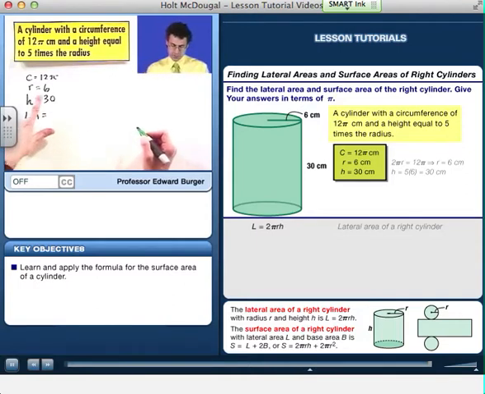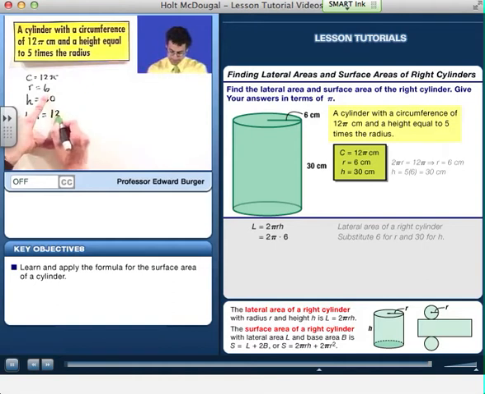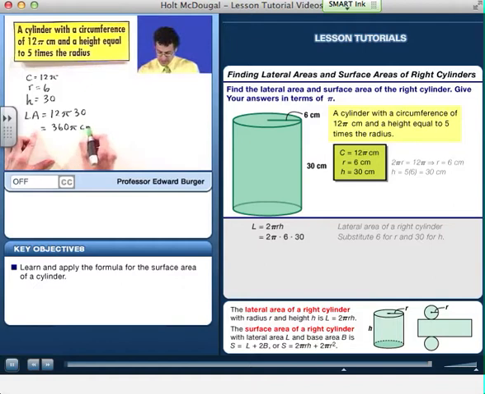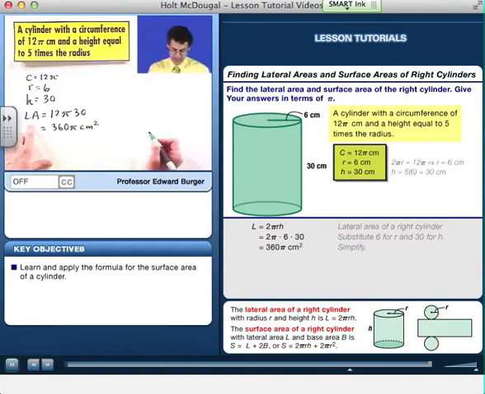So what's 2 pi r? That's going to be 2 times 6, which is 12. 12 pi times h, which is 30. And that equals, well, 12 times 30 is 360 pi. And what are my units? My units are centimeters squared. Okay? That's great. So that's the lateral area.